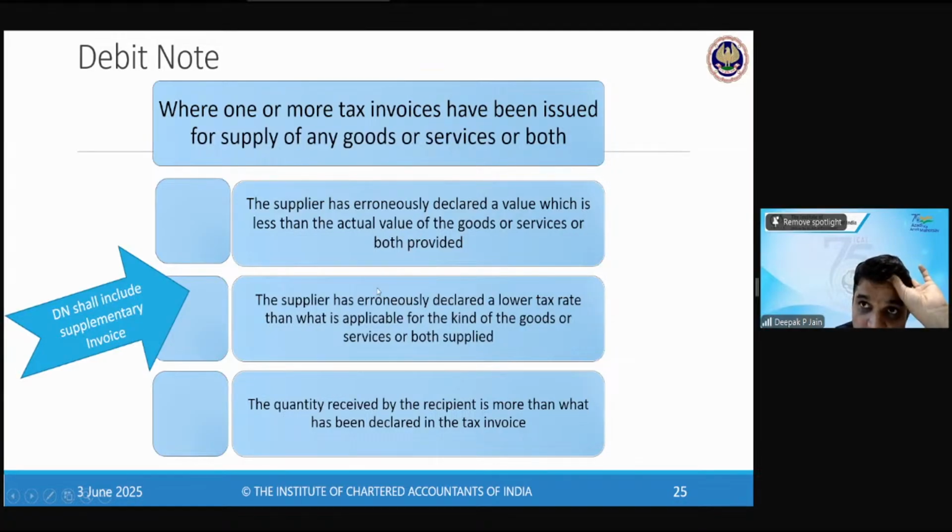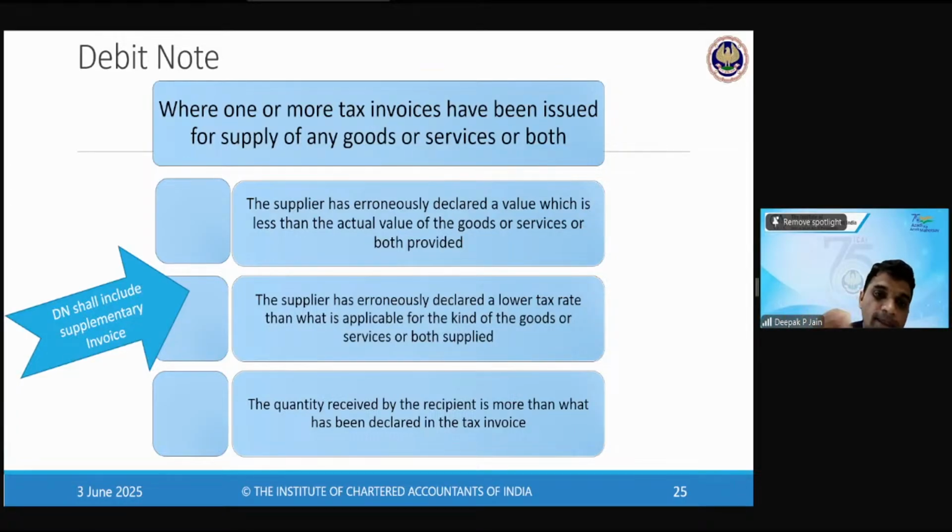Again, lower rate of tax: you were supposed to charge 28%, but you have charged only 5%. So how much has to go into the government's account? 28 minus 5, 23%. So where the supplier has erroneously declared a lower rate, which is applicable for the kind of goods, for that also you can raise a debit note. Wherever the value has to get enhanced and the tax has to get enhanced, there you will raise a debit note.